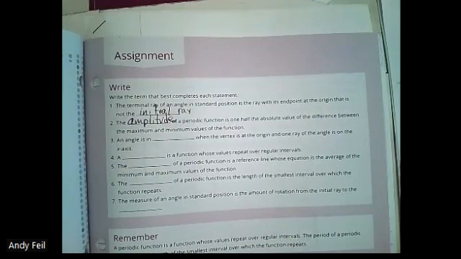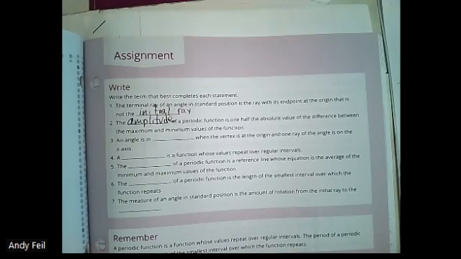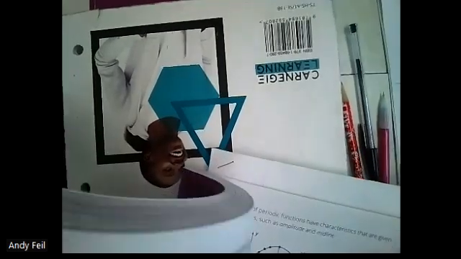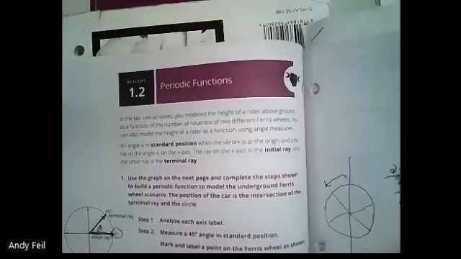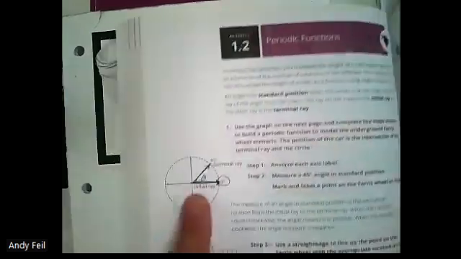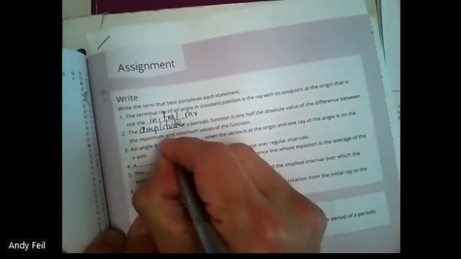Number 3, an angle is in blank when the vertex is at the origin and one ray of the angle is on the x-axis. We didn't spend as much time talking about this, but what? I'll give you a hint. It's a 2-word answer and the second word is position. What kind of position? Standard, thank you. Standard position looks like this. So write that down. That is in standard position.